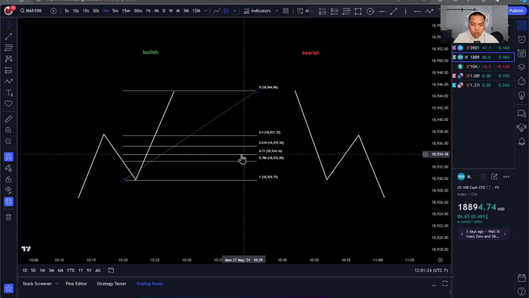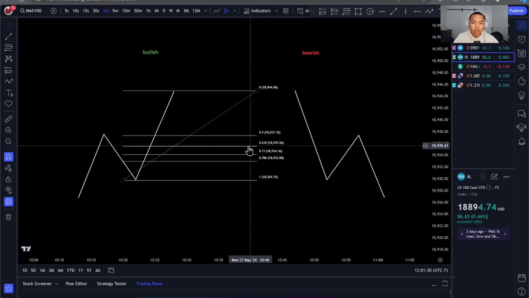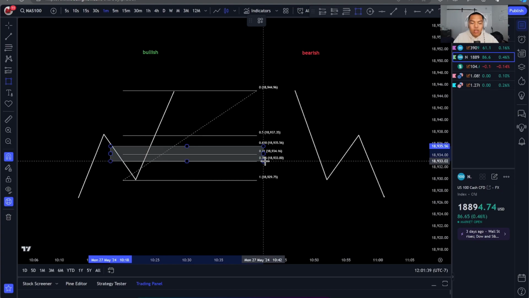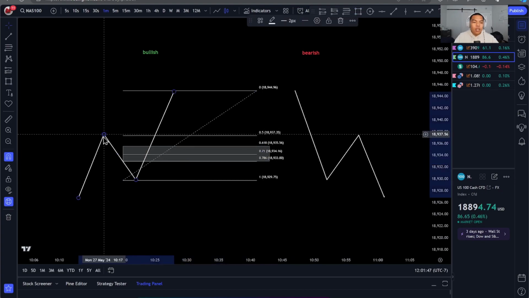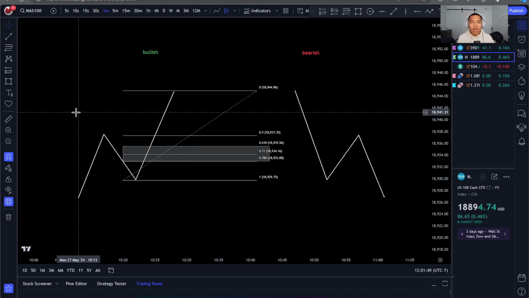Within the Fibonacci retracement tool, your premium discounted levels are going to be from 0.618 to 0.786. I'm going to put a box right here just so that it's highlighted. Now the reason why you want to buy from these levels is you want to buy price at the cheapest price possible.